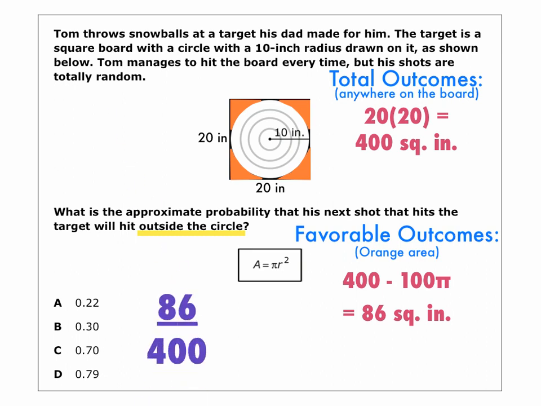So 86 over 400. Now look at your answers, and you'll notice that these are all decimal answers. Well, what I can do is go ahead and take 86 and divide it by 400, and when I do so, I get about 0.215. So my best answer here is going to be A, 0.22.